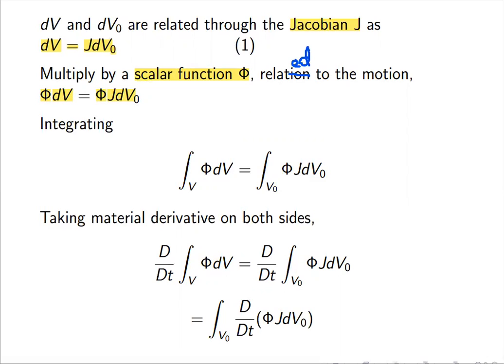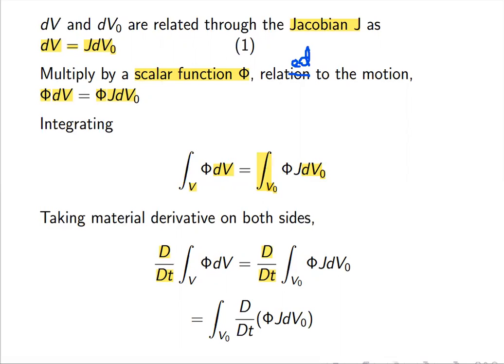Now, taking the volume integrals on both sides. On the LHS we have dV, so it is integration over the volume V. On the RHS we have dV naught, so it is integration over V naught. Now taking the material derivative on both sides, so capital D by Dt on the LHS and capital D by Dt on the RHS. Now concentrate on the RHS.